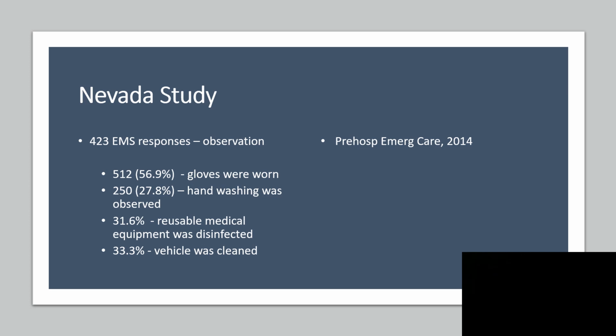So in 2014, a study was published in Pre-Hospital Emergency Care, and it was conducted in Nevada. It involved 423 EMS response observations. What was shown was that, we'll round up, 57% of the time gloves were worn appropriately. 28% of the time hand washing was observed to be proper. 32% of the time reusable medical equipment was disinfected. And 33.3% of the time, the vehicle was properly cleaned after transport.